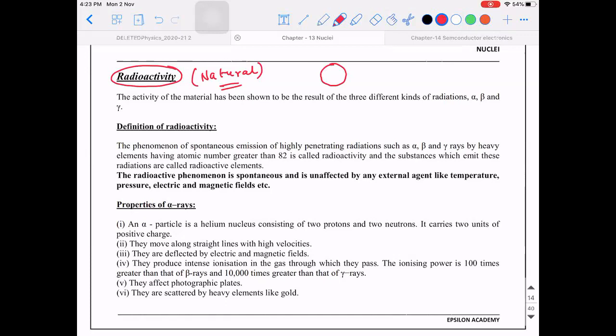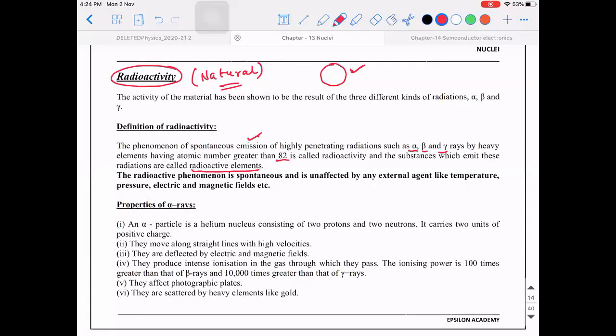Okay. So when this kind of unstable nucleus undergoes spontaneous, meaning natural, emission of highly penetrating radiation such as alpha, beta, and gamma rays by heavy elements having atomic number greater than 82, it is called radioactivity. Okay. And the substances which emit these radiations are called radioactive elements. One example of a radioactive element is uranium. I told you that, right?